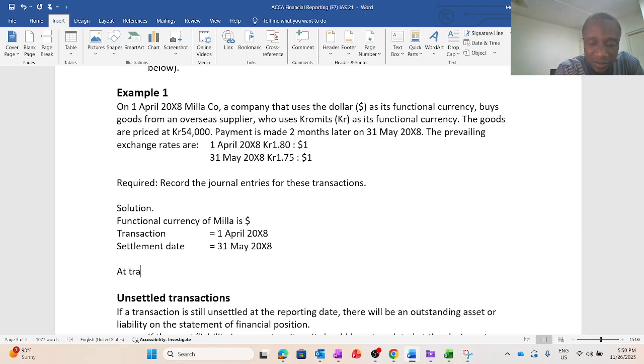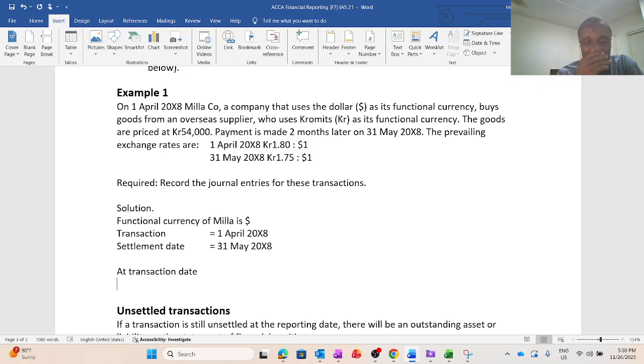So at the transaction date, this is what we are going to do, right? We are going to convert the payment into our functional currency, which is dollar.